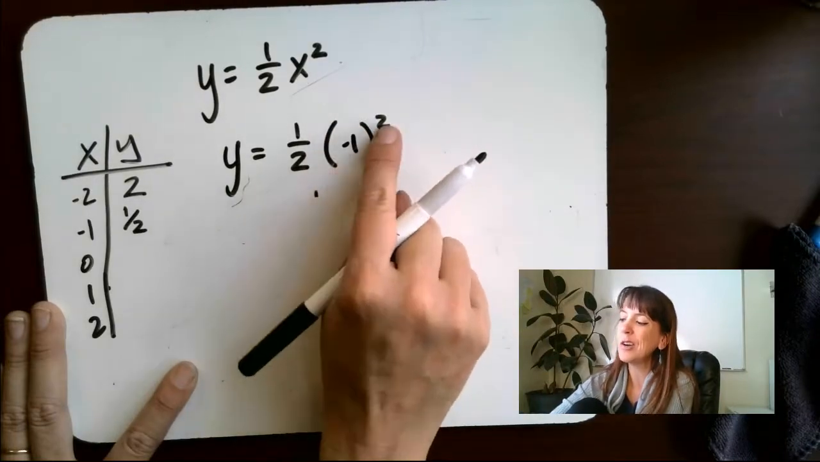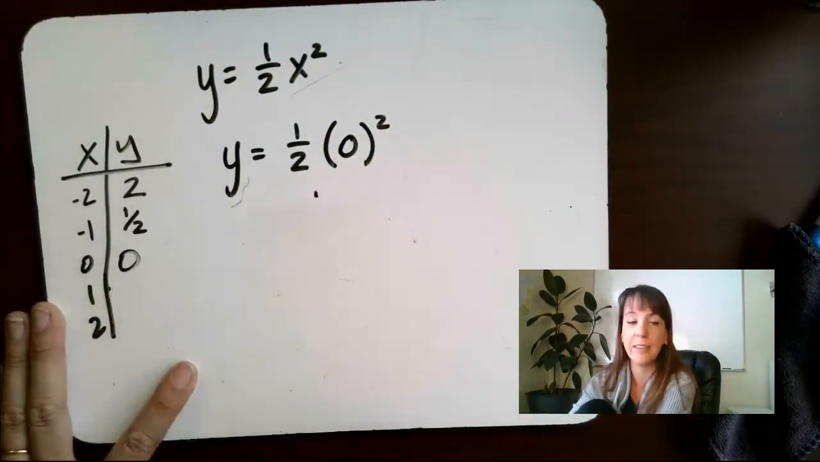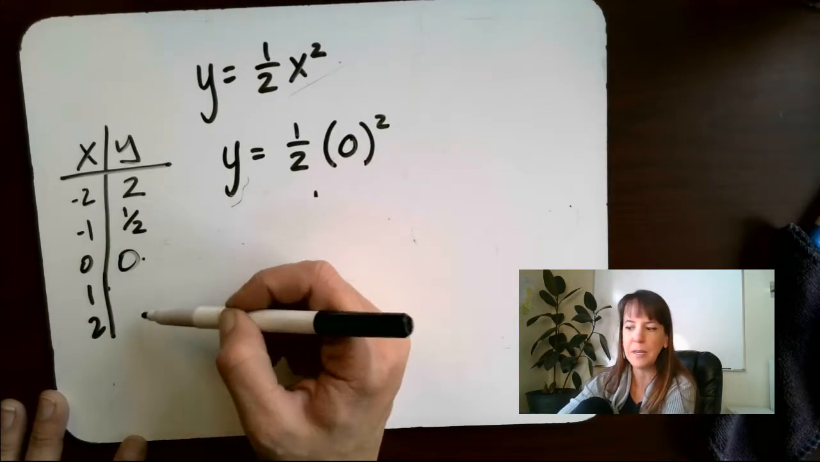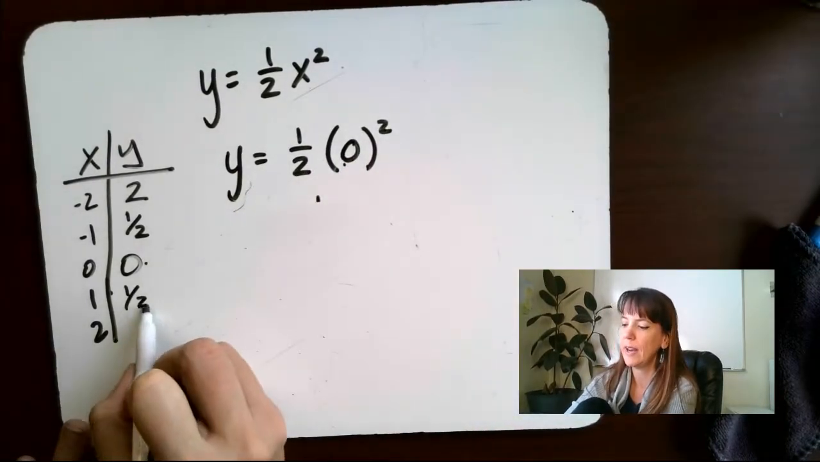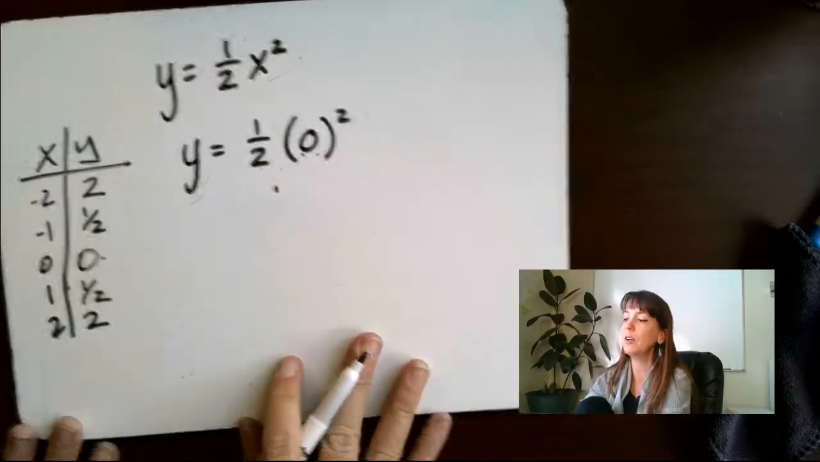All right. 0 squared, if I throw a 0 in here, 0 squared is 0. Anything times 0 is 0. And that's our vertex, right? Which means if this is our vertex, guys, this is all going to be copied onto the other side. If I do 1, 1 squared is 1, 1 times 1/2 is 1/2, right? 2 squared is 4, 4 times 1/2 is 2. Beautiful.